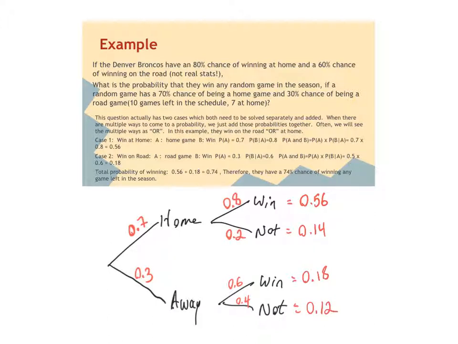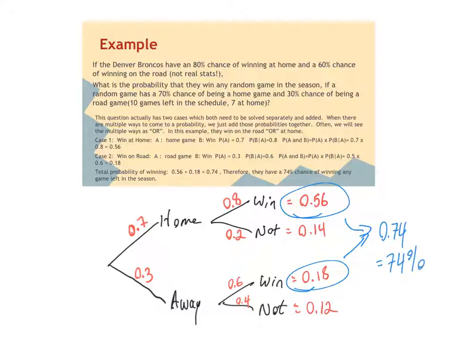And so if you ask the question, what's the probability of winning, we can now see that it's this plus this. So the total probability of winning is 0.74, which is 74%. And you can see that, like in the other one, it's going to be helpful for us to talk about multiple cases in the next unit.